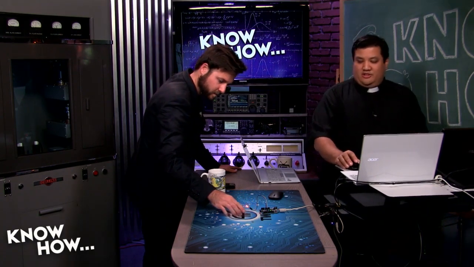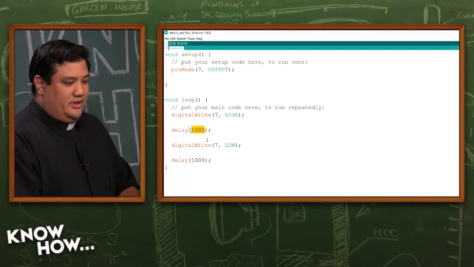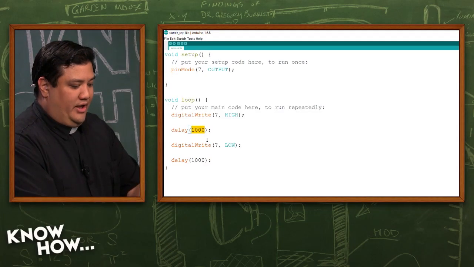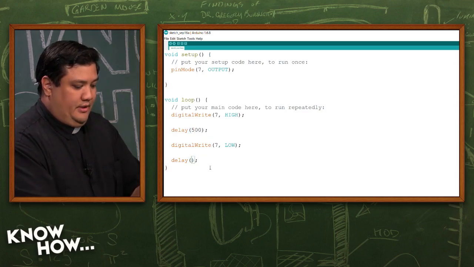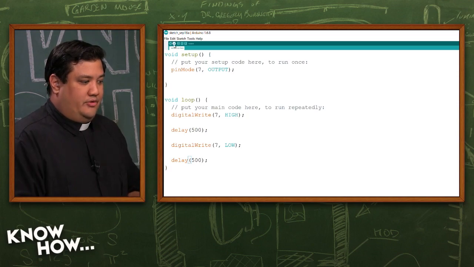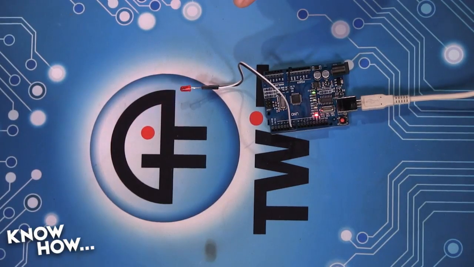In fact, let's mess with this a little bit. Right now it's blinking like that. What if we change the code and say, okay, let's make it only wait for 500 milliseconds. And we're going to make it synchronous, so it waits both ends, and upload. Compiling, uploading, and then this should start blinking faster. See, there you go.